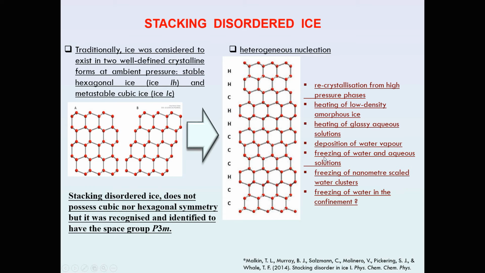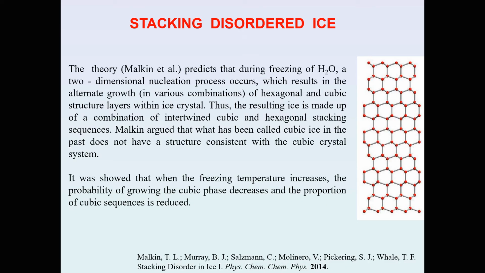Stacking disordered ice does not possess cubic or hexagonal symmetry, but it was recognized and identified to have the space group P3m. Malkin's theory predicts that during freezing of water, a two-dimensional nucleation process occurs, which results in alternate growth of various combinations of hexagonal and cubic structure layers within ice crystals. Thus, the resulting ice is made up of a combination of intertwined cubic and hexagonal stacking sequences.